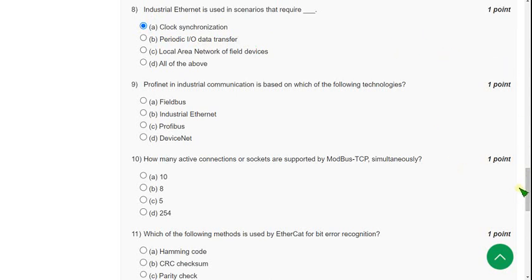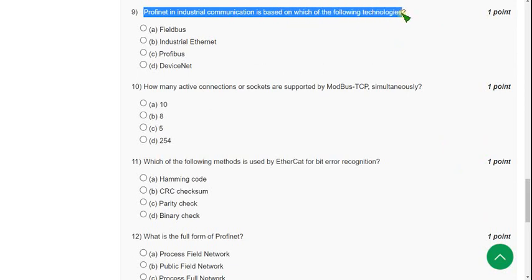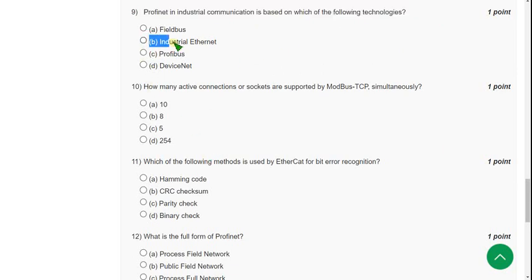Moving on to the ninth one. Profinet in industrial communication is based on which of the following technologies? For the ninth question, the answer is option B, industrial Ethernet.